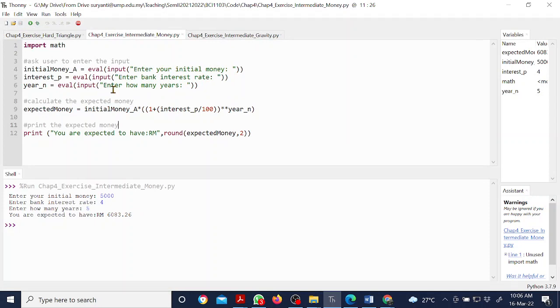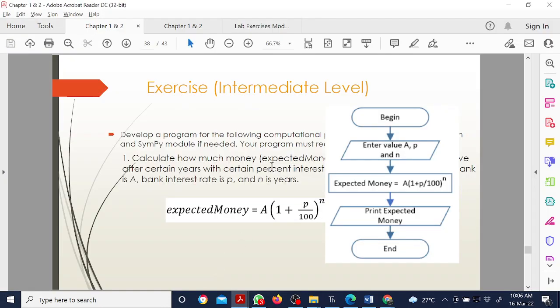Do you have any questions, guys, about the first exercise? None? Okay, if there are none, we move to the next exercise.